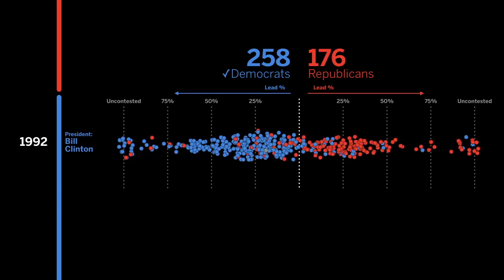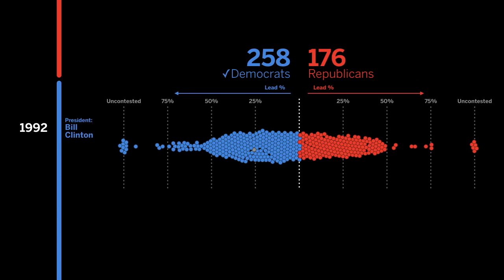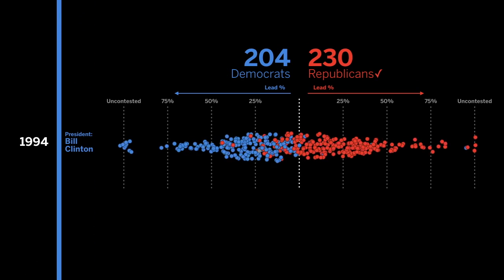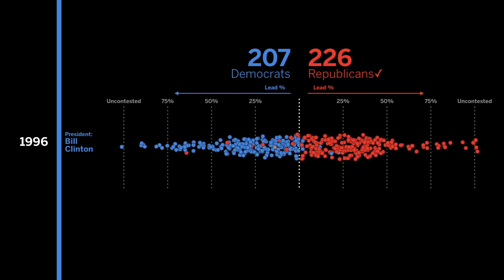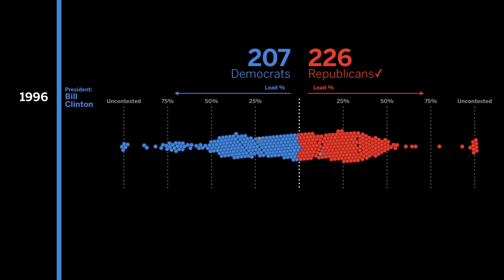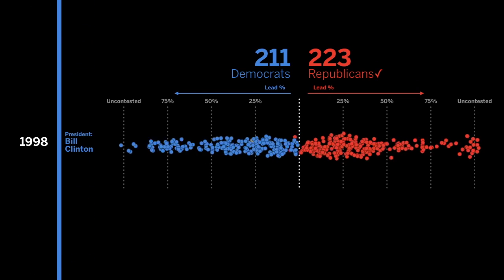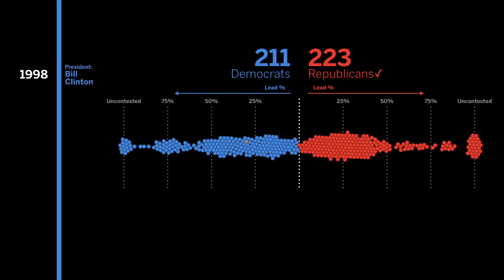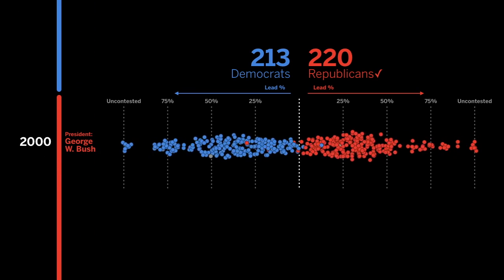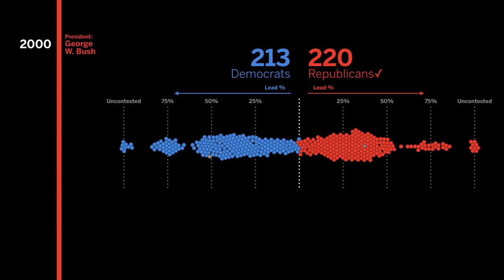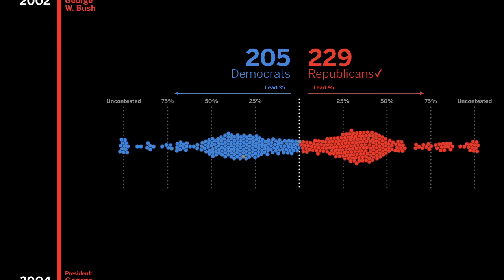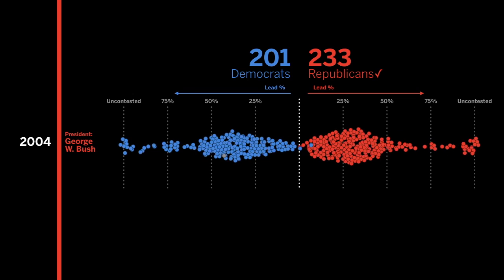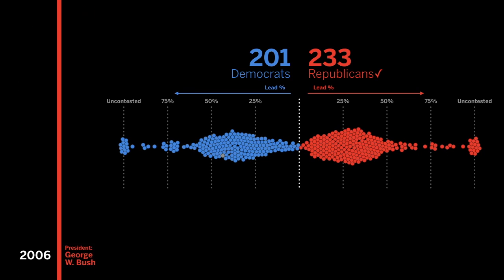As we move into the 90s, you'll see a shift where more races are decided by close margins, and there are very few uncontested races at all. In the 2000s, you can see more polarization, where there's not many races that were very close in the middle, big bulges of wins for one party or the other.